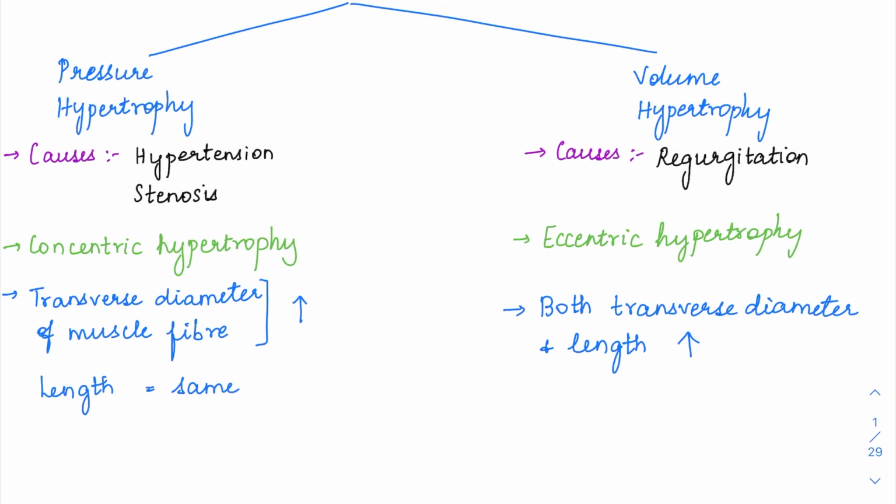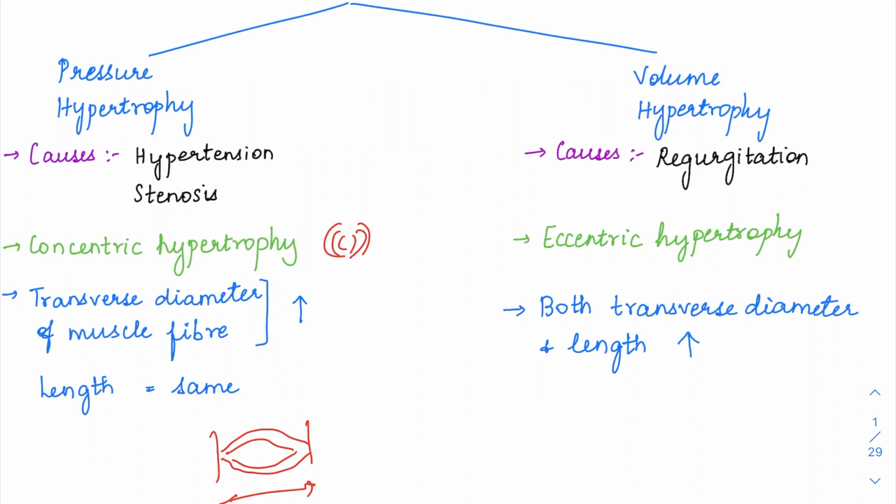So suppose in a stenosis, if it is like this, the outlet is going to be obstructed. So the pressure will be increased over here. This will result in pressure hypertrophy. And here the hypertrophy will be concentric. That is, it is going to be on both sides like this. It is going to be concentric and uniform. So when it is concentric, what will be there? Obviously, the transverse diameter of the muscle fiber will be increased. However, the length of the muscle fiber will be the same.